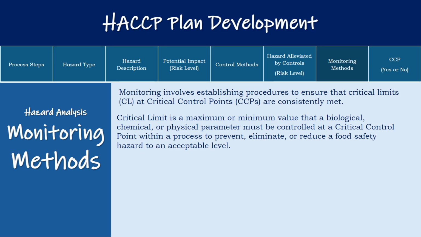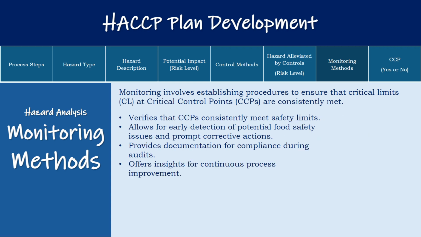A critical limit is a maximum or minimum value that a biological, chemical, or physical parameter must be controlled at a critical control point within a process to prevent, eliminate, or reduce a food safety hazard to an acceptable level. Monitoring methods verify that critical control points consistently meet safety limits. They allow for early detection of potential food safety issues and prompt corrective actions. Monitoring methods provide data points to evaluate during quality checks and compliance audits. And this information offers insights to support a continuous improvement system.